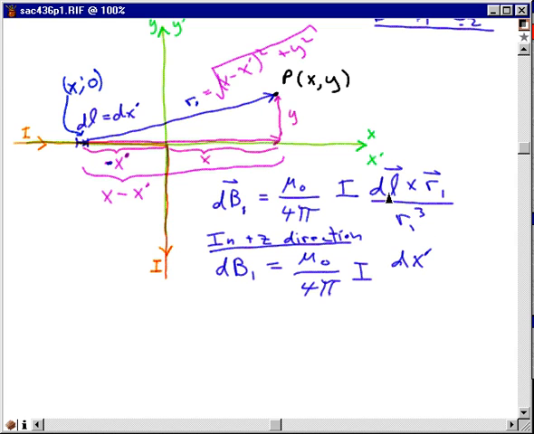Okay, now getting back to this part, we were doing the cross product. dl crossed into R1 means, in magnitude, the magnitude of the vector dl times the magnitude of the component of the vector R1 that is perpendicular to dl. Well, the component that's perpendicular to dl is this segment labeled y, a segment having length y, and so in magnitude this cross product is just dx prime times y. And I'll put that all over R1 cubed.